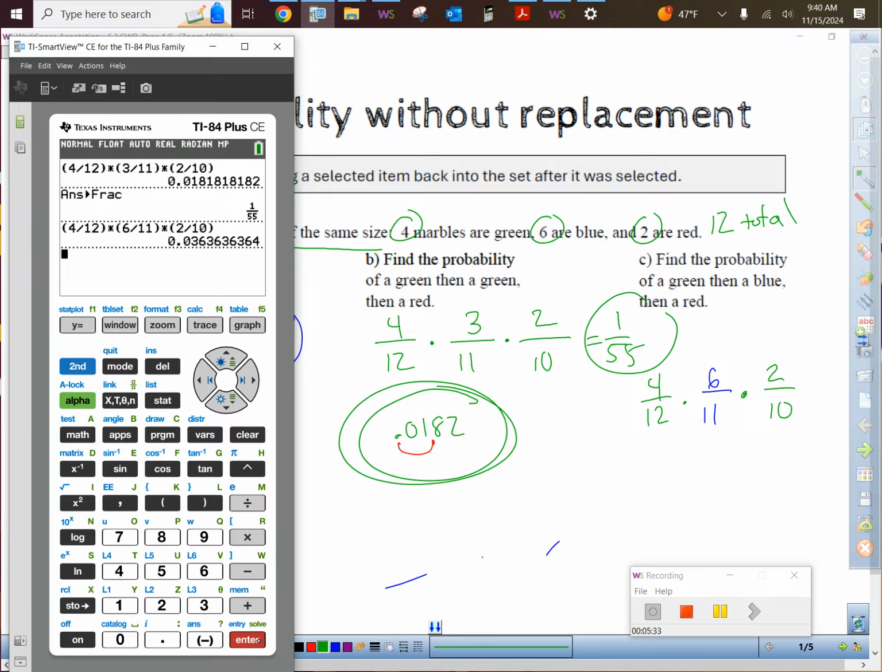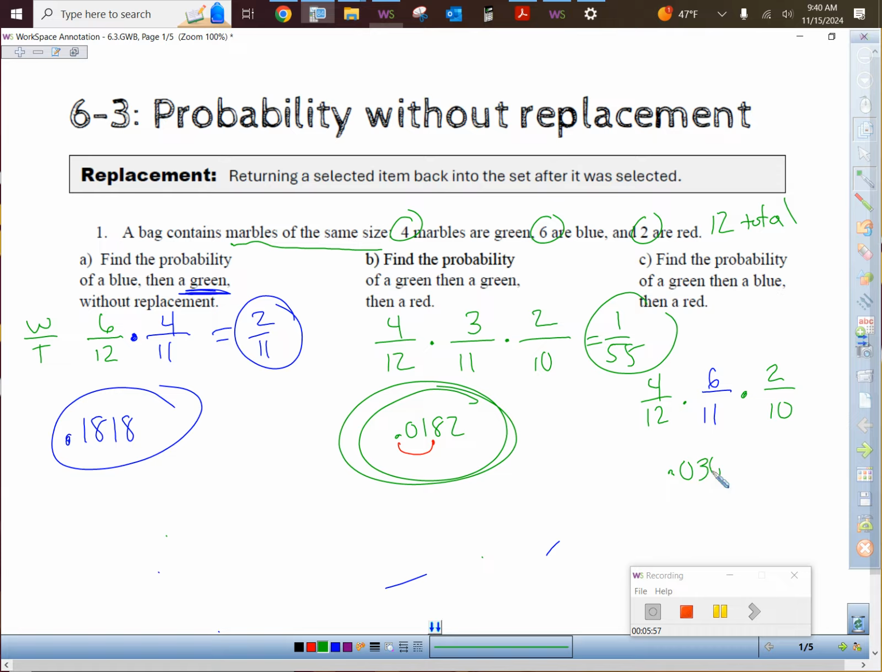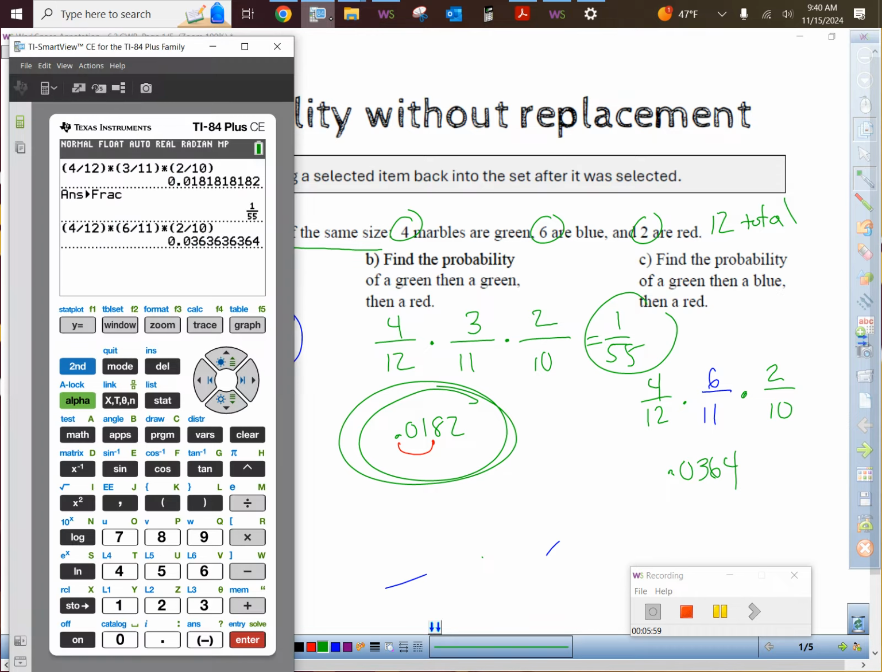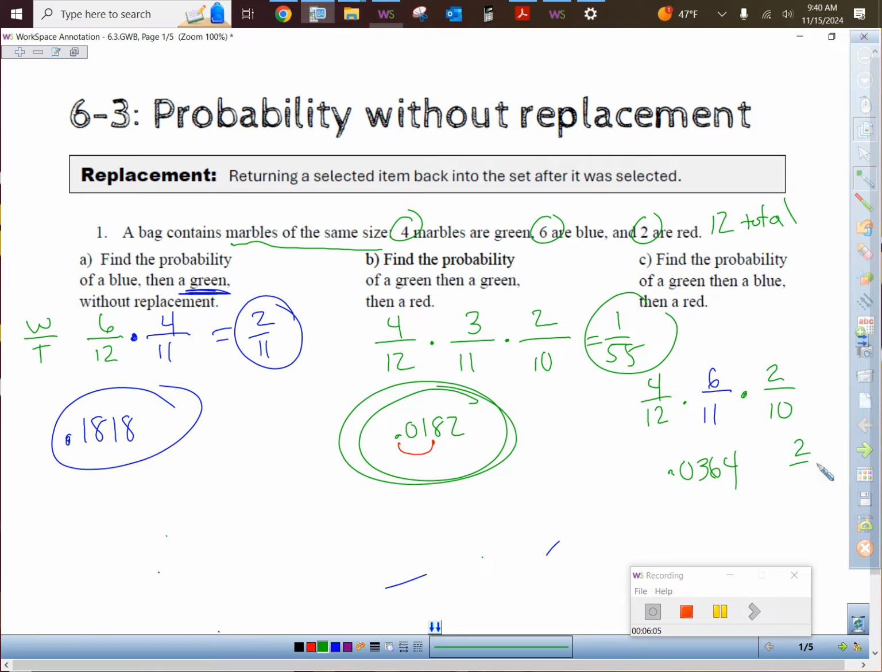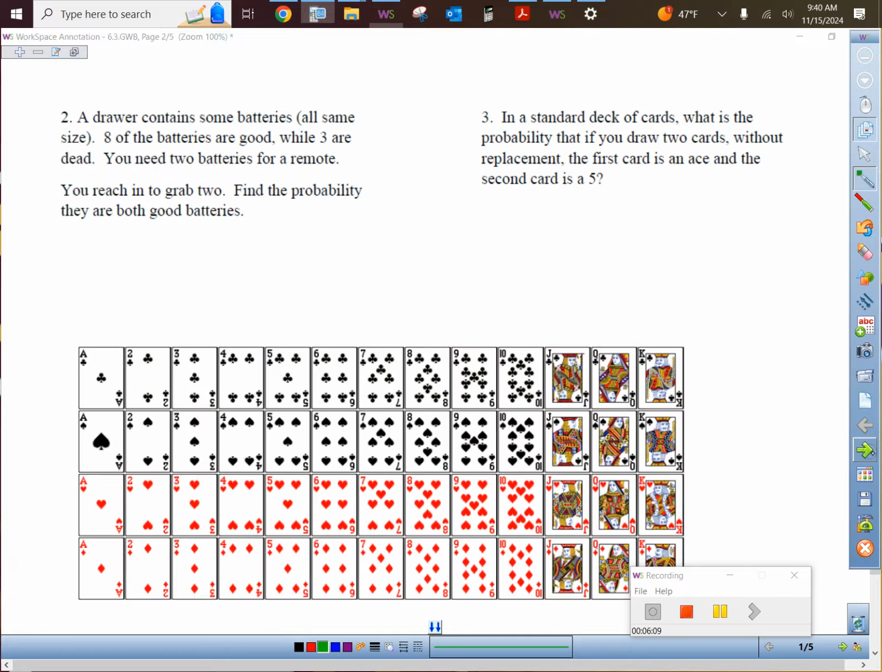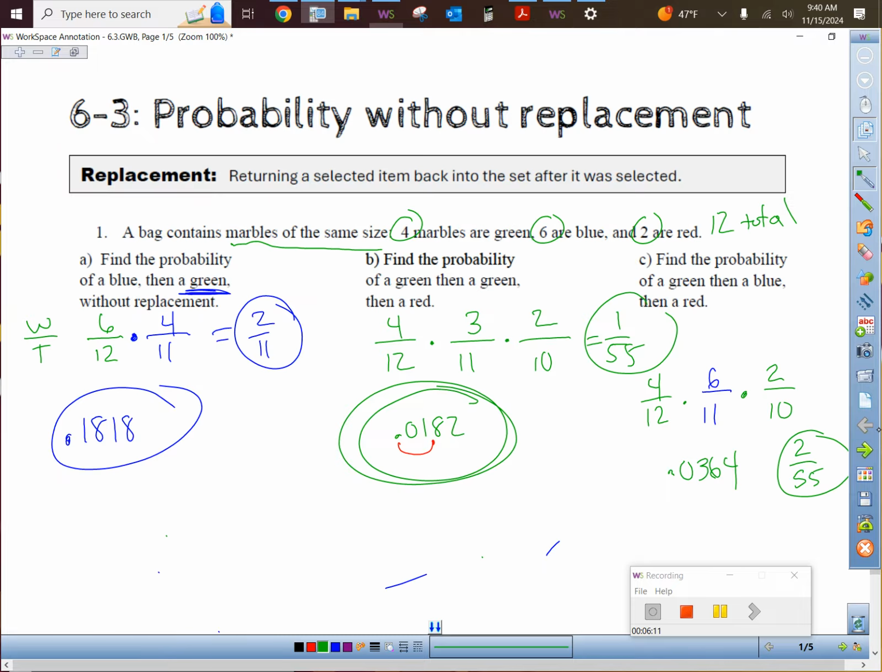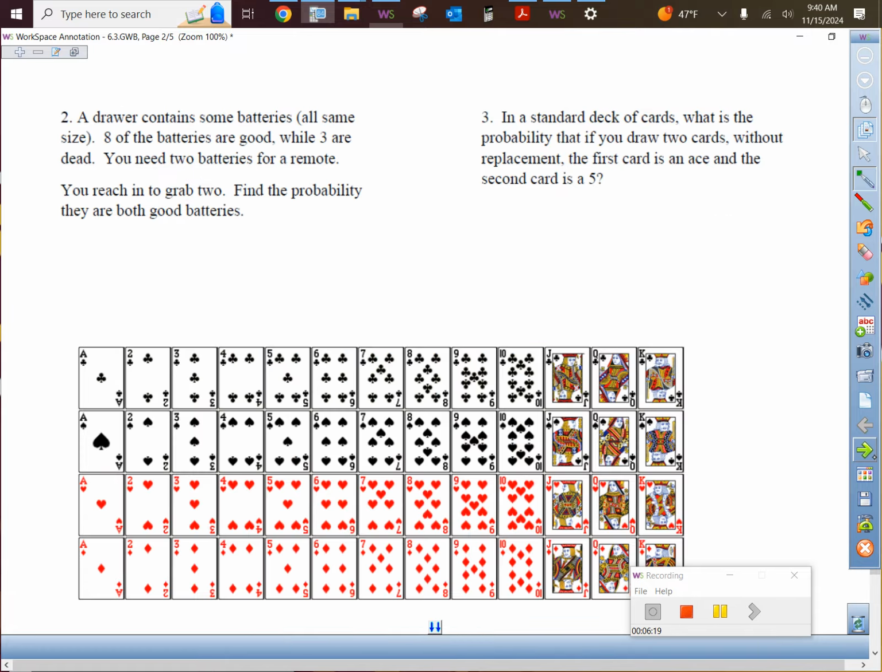So that's 0.0364. And then if I hit math, enter, enter on it, it changes it to a 2 out of 55 chance. Not very likely. How do you feel about those guys? Are we okay with that? Those are usually pretty good. You don't have to know anything about marbles. It's just how many are there and how many colors are there, right? The cards are what kind of get us, but we'll get to that on number 3.